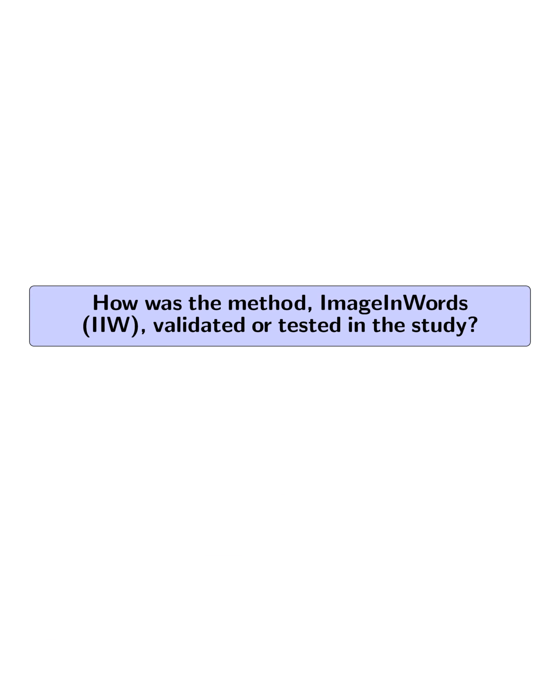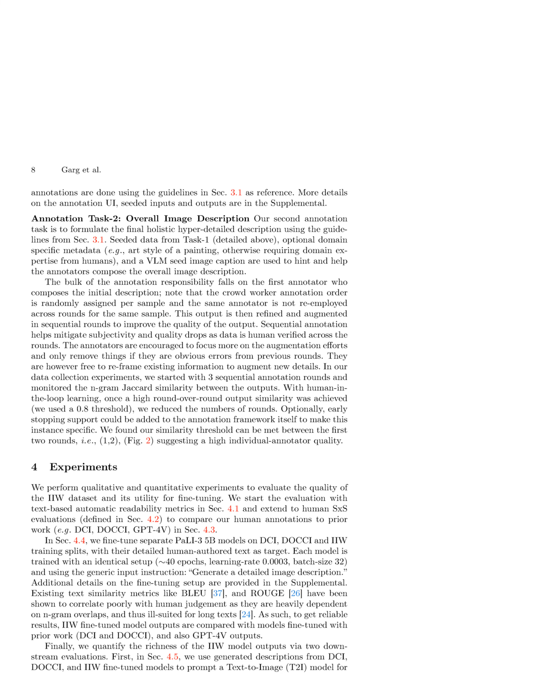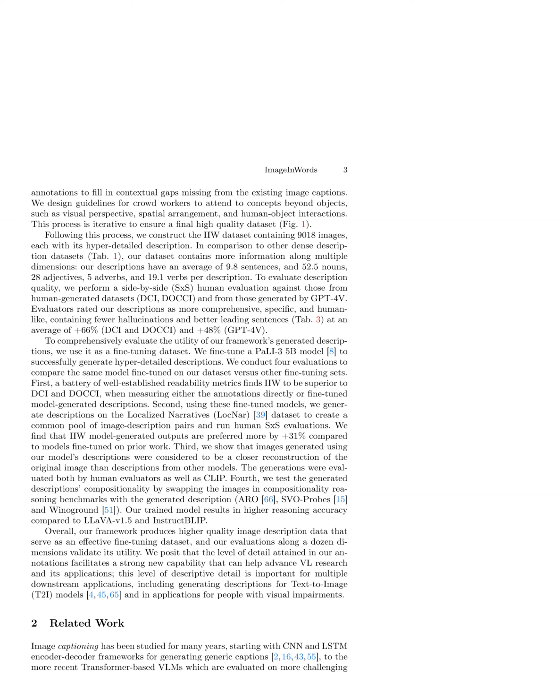How was the method ImageInWords IIW validated or tested in the study? The method ImageInWords IIW was validated and tested in the study through a series of comprehensive experiments and evaluations. Firstly, the IIW dataset was constructed, containing 9,018 images with hyper-detailed descriptions, which were compared to other dense description datasets to showcase its richness and depth.